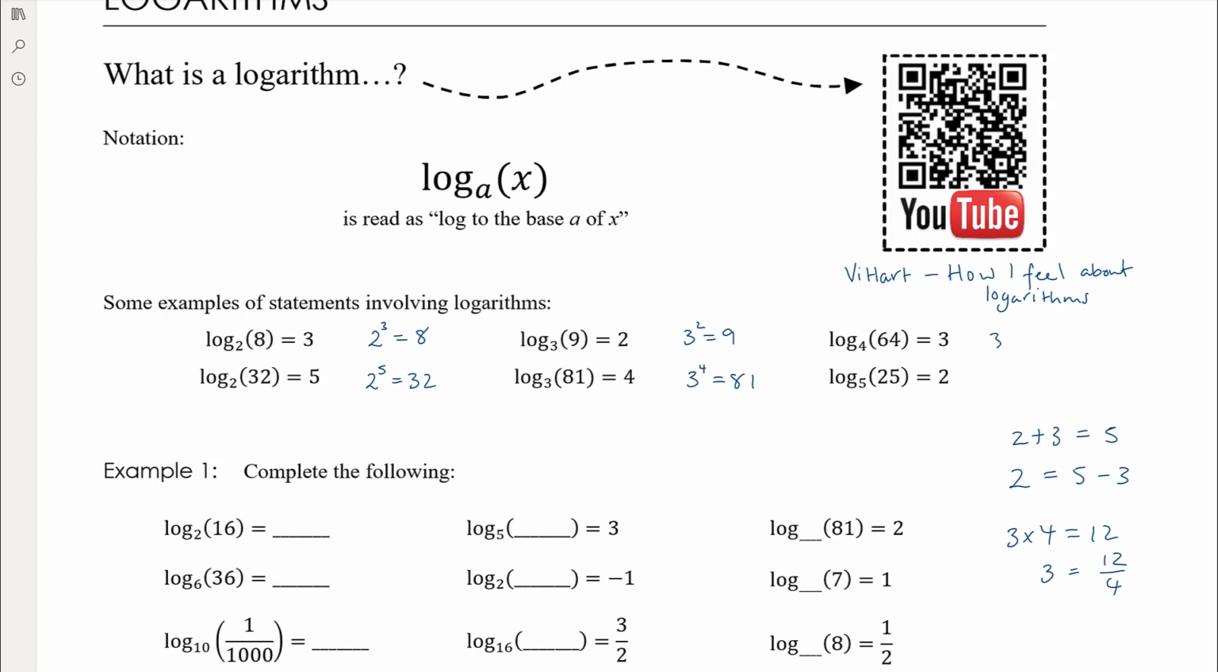Log base 4 of 64 equals 3. That's true because 4 to the power of 3 is equal to 64. Okay. Log base 5 of 25 is equal to 2 because 5 squared is equal to 25. Alright, so let's think about that. Again, you need to know your powers. You need to know that 2 to the power of 5 is 32, or you're going to find this quite challenging.